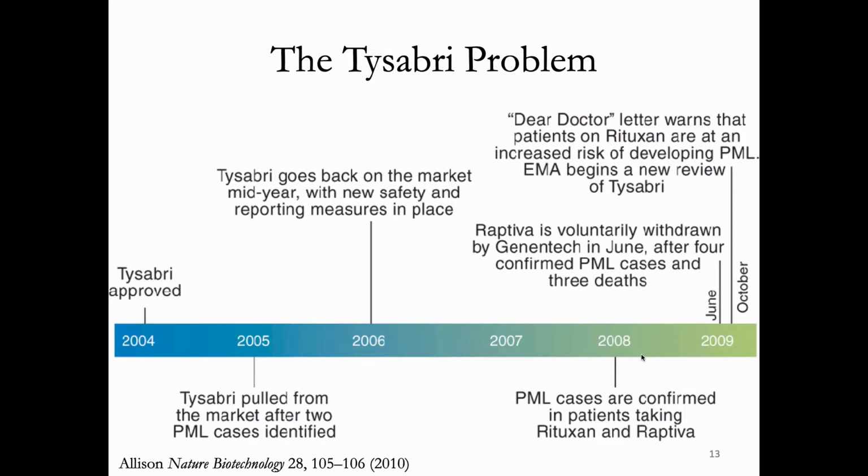Tysabri was approved in 2004, and it was pulled off the market by 2005. And the reason is because patients who were treated with Tysabri had fantastic results of their multiple sclerosis symptoms. They basically stopped having multiple sclerosis, and then a while later, they started getting weird demyelination in their brains that almost looked like multiple sclerosis again, but wasn't. And it was super weird.